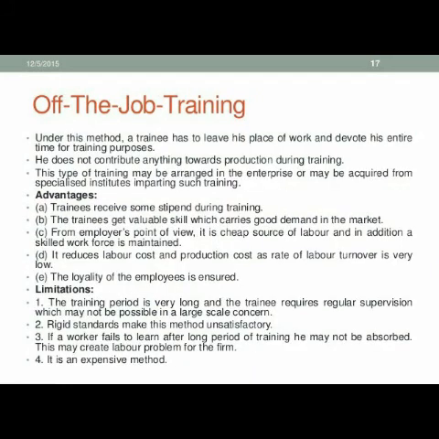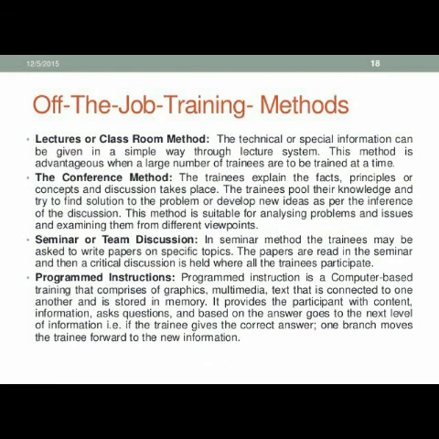Off the job training is, under this method, the trainee has to leave the place. They go to some place and get the training done. This kind of training has some advantage, because a stipend is given during this time, because they are getting some payment, because they are getting the skill from outside. So they are concentrating only on taking the training. But the limitation is that they cannot give the job skill in the job.